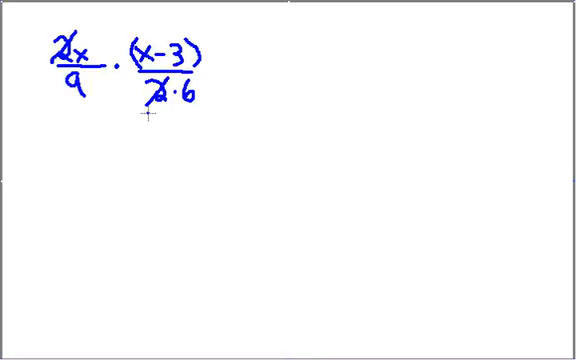And at this point, there's nothing else to do other than perform the multiplication. So x times x minus 3, we're going to use our distributive property. X times x is x squared. X times a minus 3 is a minus 3x. So that's what our numerator is. And on the bottom, we have 9 times 6, which is 54. At this point, we're finished.